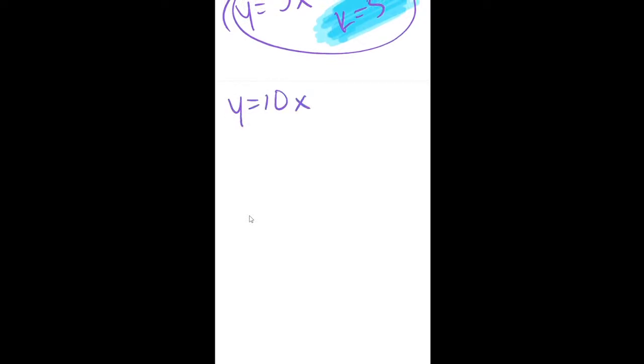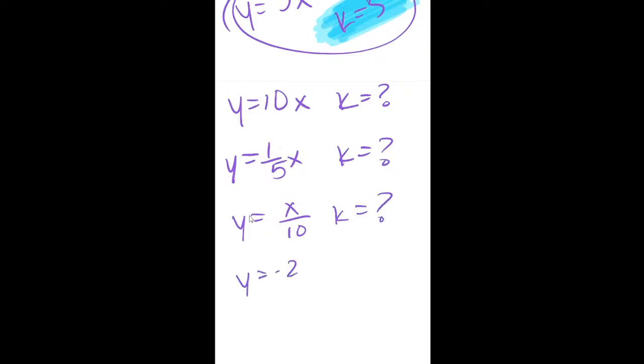All right, now you try. y equals 10x, what is k? y equals 1/5 x, what is k? y equals x over 10, what is k? y equals negative 2x, what is k? y equals negative 5x minus 5, what is k? Rewind the video if you need to. Otherwise, you can go ahead and pause here and work the problems. A few more minutes here, and then I'm going to go ahead and give you answers to keep these videos kind of succinct. Okay, hopefully you're ready.